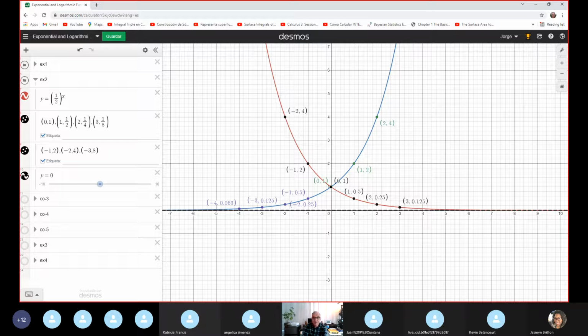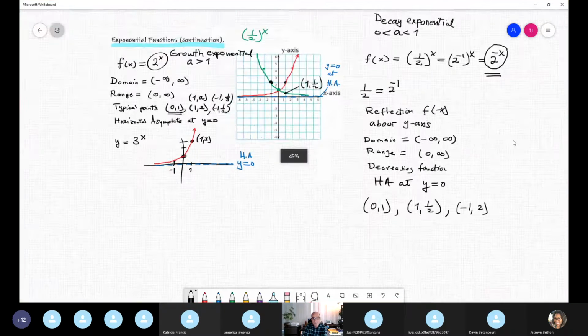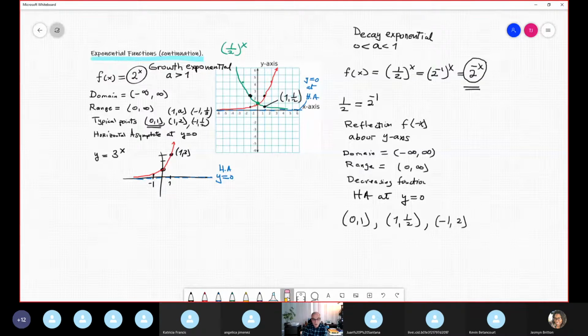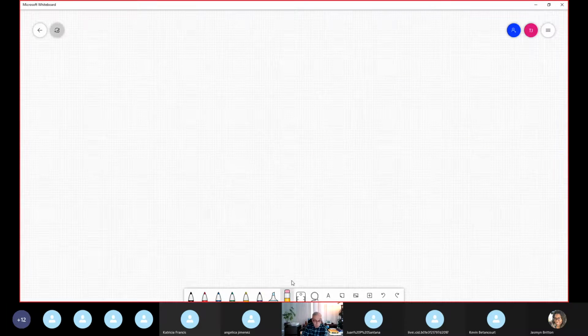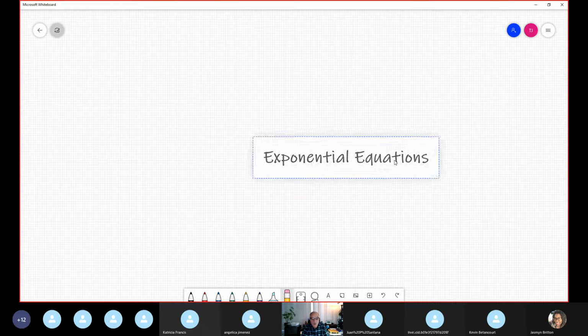Whiteboard sharing. Do you see the whiteboard or not? Yes. I want to erase everything because we start a new part. Well, it's inside the same topic. Okay, it's exponential equation. Let me enlarge this text. Exponential equation.